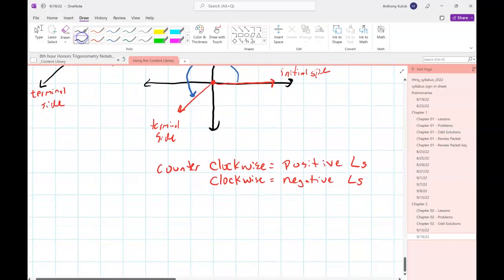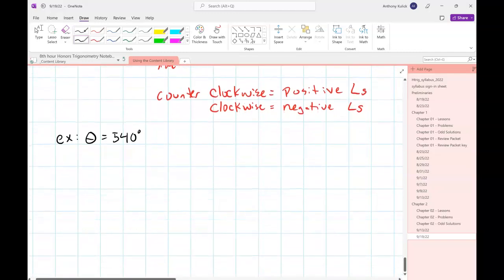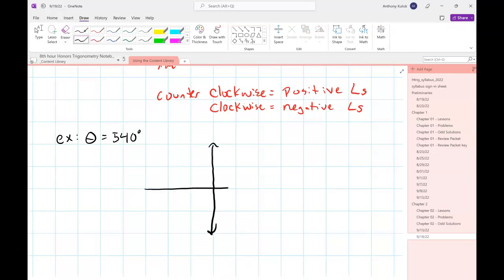Now, you naturally wanted to stop at 360, but why? Skiers, snowboarders, skateboarders in the room. A 540, what's that trick look like? It's like 1.5 turns, right? So if I was doing a 540 degree angle, we start at our initial side, we'll go one full time around, and then another half around.